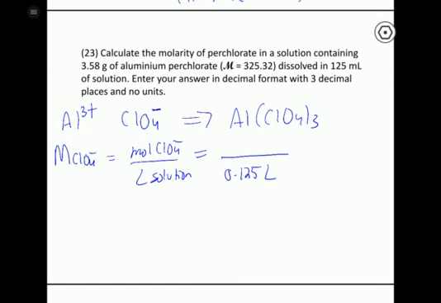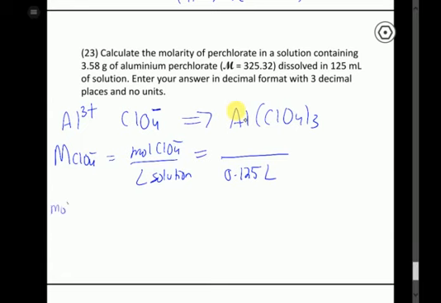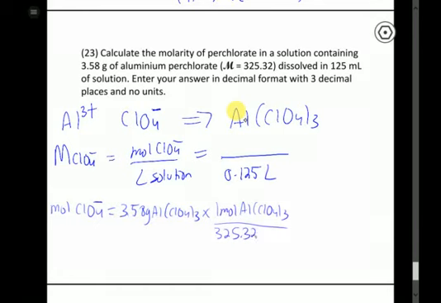And now we just need to put in the moles of perchlorate, and getting that is going to take a little bit of doing. So for moles of perchlorate, we know we have 3.58 grams of our compound. I gave you the formula mass, 325.32. So that means 1 mole of compound has a mass of 325.32 grams.